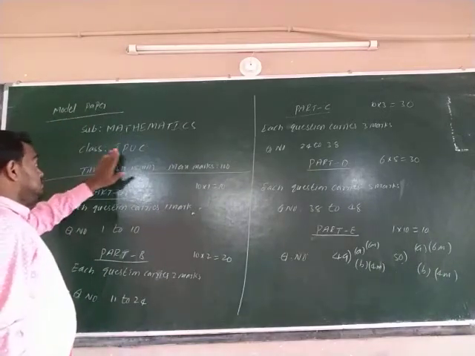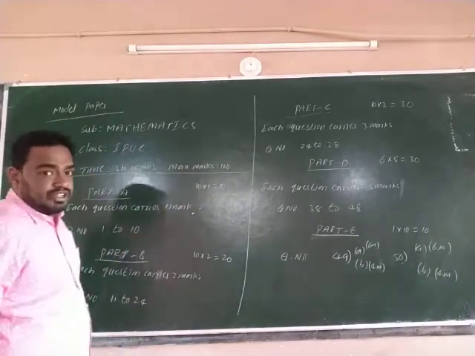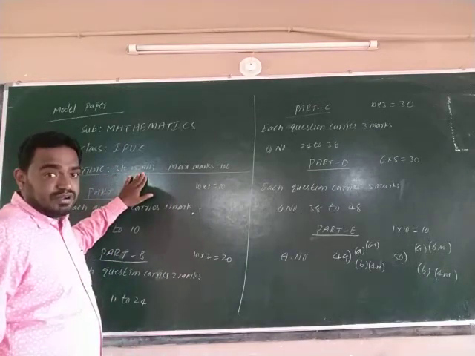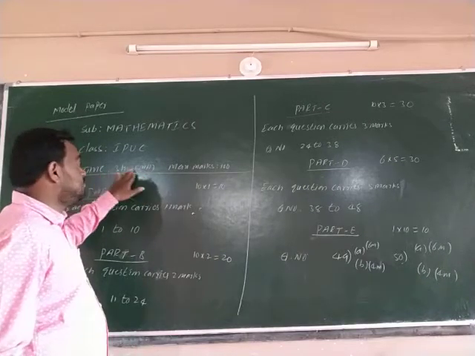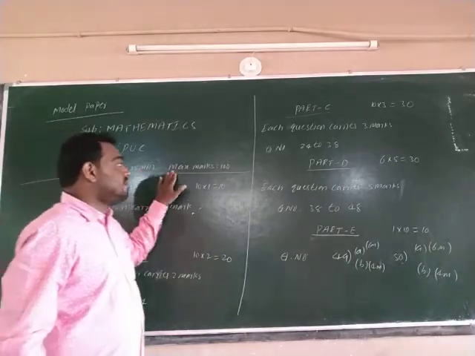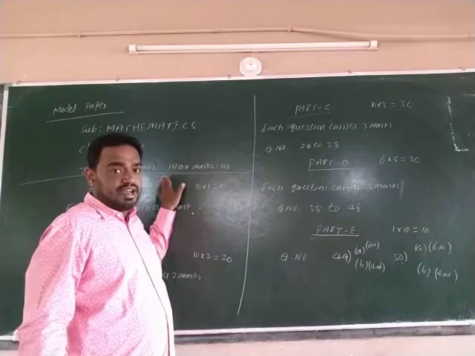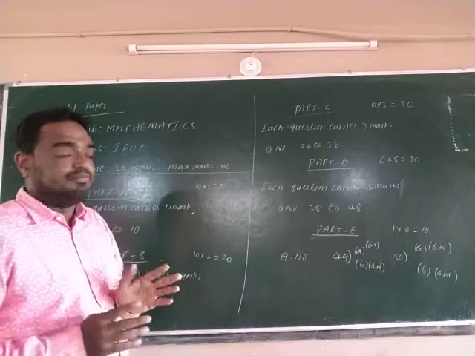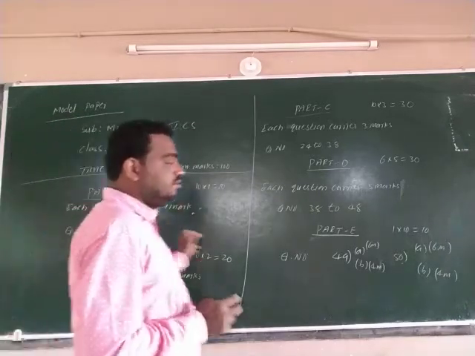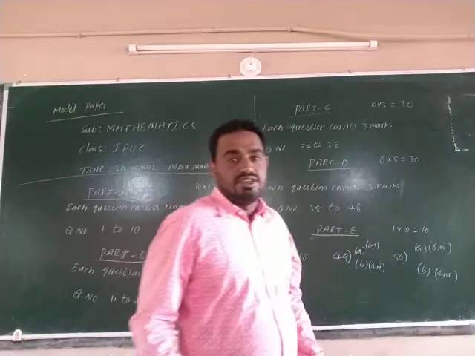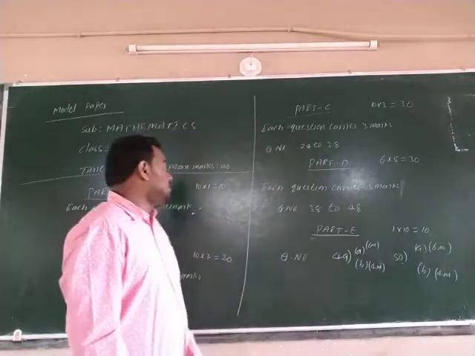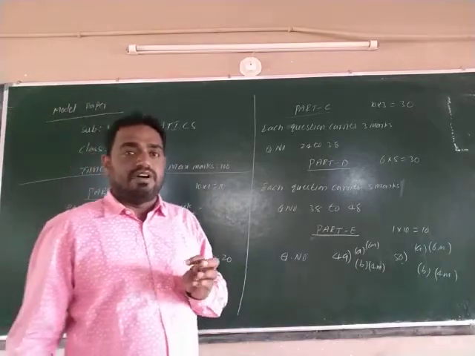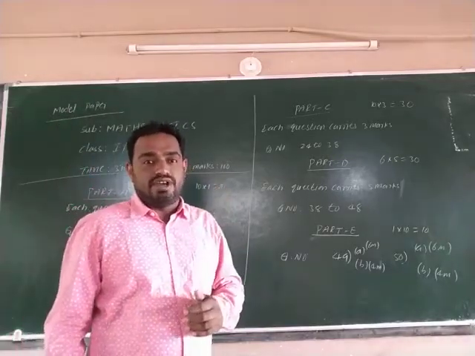First we see the exam. The time of examination is 3 hours 15 minutes. Maximum marks 100 marks. The number of questions in the question paper is question number 1 to 50. Total how many questions? 50 questions. You see, in total we have 5 parts: Part A, part B, part C, part D, part E.